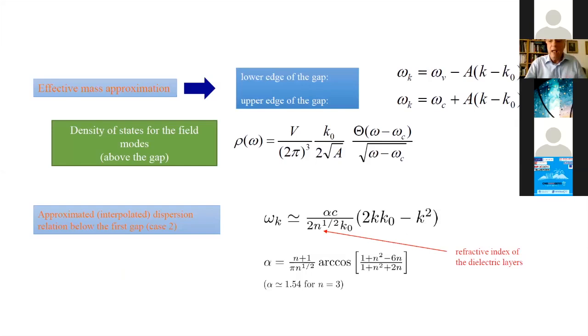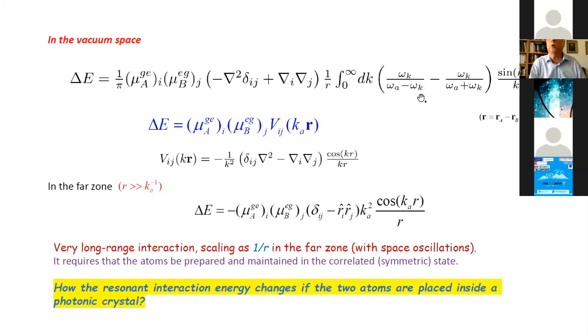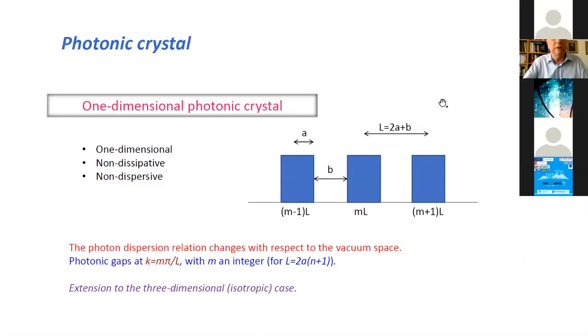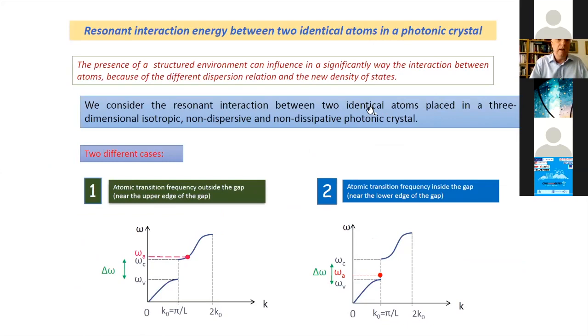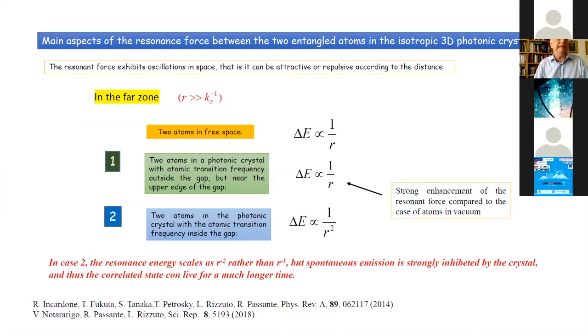Now, if we use these dispersion relations in both cases, we can evaluate, inside the photonic crystal, this integral that gives the resonance interaction energy, using in omega_k in the integral the approximate dispersion relation that we have found in both cases, above the gap and inside the gap. This is the result that we obtain in the far zone, so for large distances between the atoms.